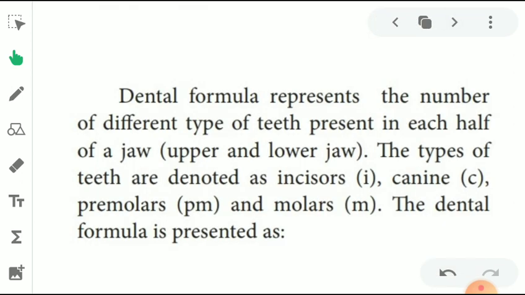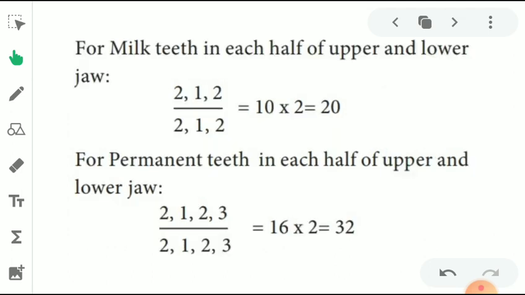Dental formula: the formula shows how many teeth of each type are present in each half of the upper and lower jaw. Incisors are I, canine C, premolar PM, and molar M. Now the dental formula in humans.